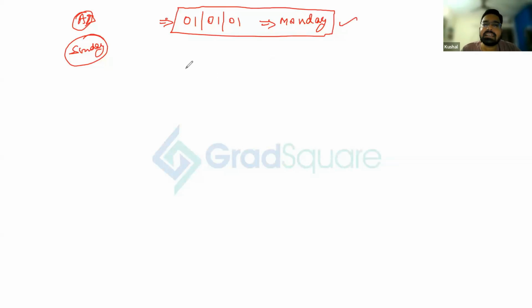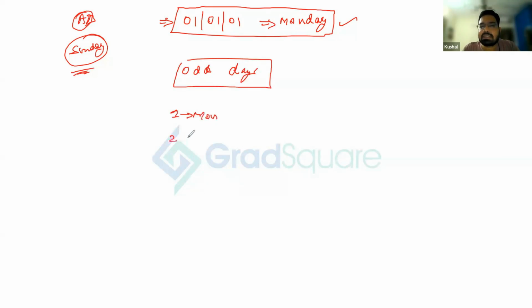That's the first thing. The second thing that we need to understand is the concept of odd days. Okay. So the last day was Sunday. Then the first day will turn out to be Monday. The second day will turn out to be Tuesday. The third day will turn out to be Wednesday. Then Thursday, Friday, Saturday, and Sunday.